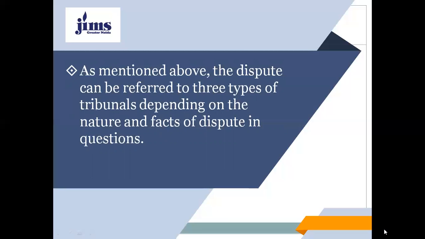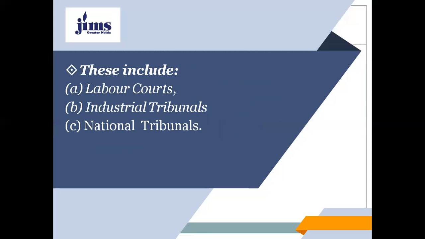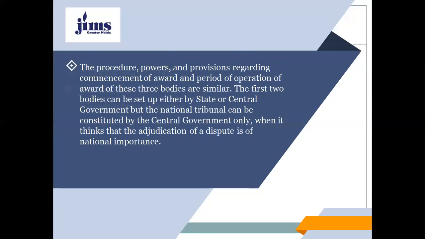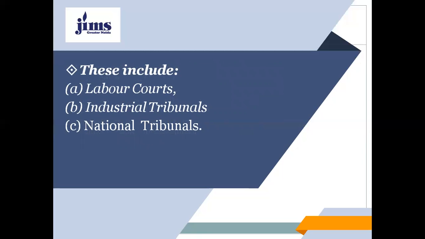As we have discussed, the dispute can be referred to three types of tribunals or three types of adjudication machinery, depending on the nature and facts of the dispute in question. So under adjudication machinery, the matter may be referred to the labor court, to the tribunal, and to the national tribunal as well. Labor courts, industrial tribunals, and national tribunals. So under Section 7, labor courts, under Section 7A, industrial tribunals, and under Section 7B, the national tribunals.